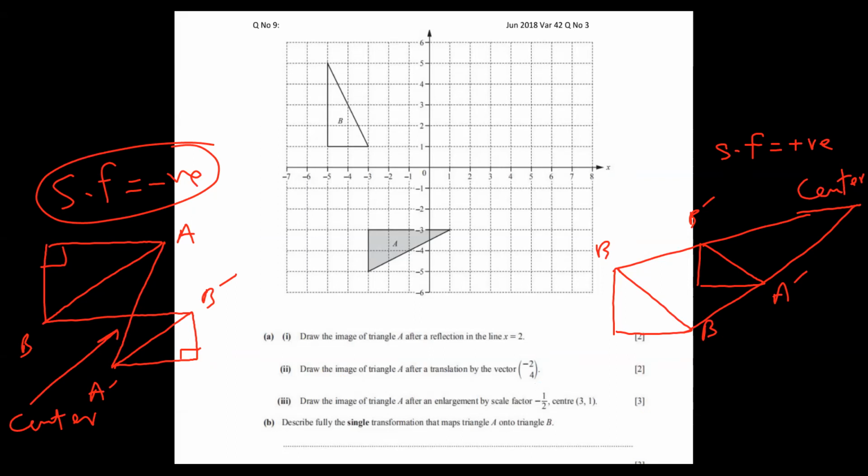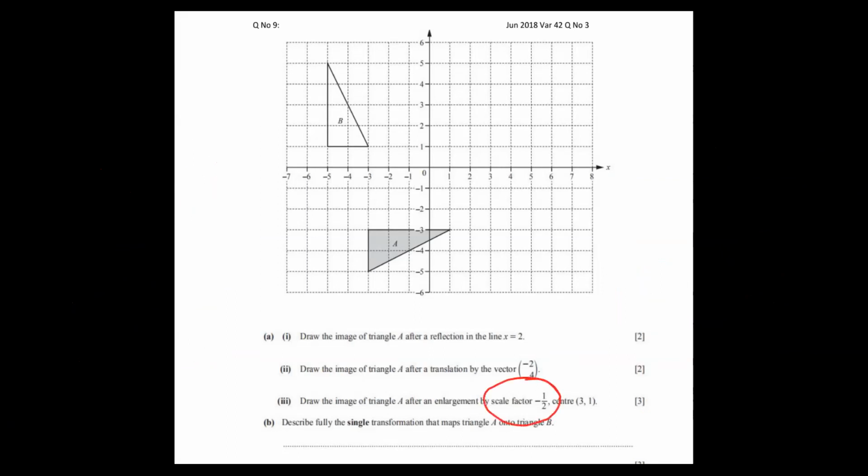Now I'm going to start with you. Get ready, please, and look here. It is a negative scale factor, so 100%, this is what is said. Read the question. Draw the image of triangle A. So our concern is triangle A. And enlargement by scale factor negative half, so negative half and center 3, 1. So we have been given everything. The only thing is that we have to go for a negative scale factor.